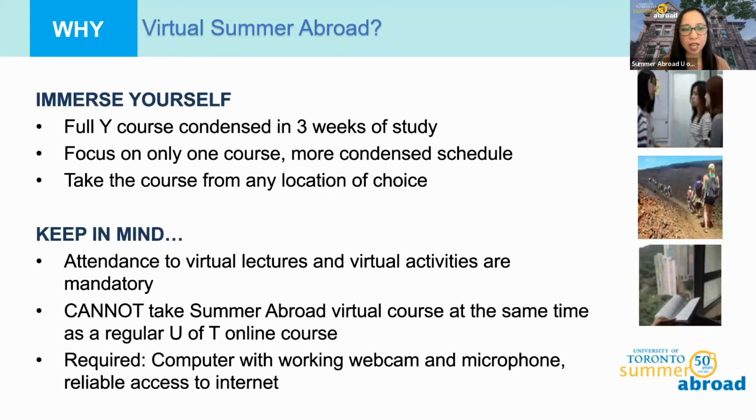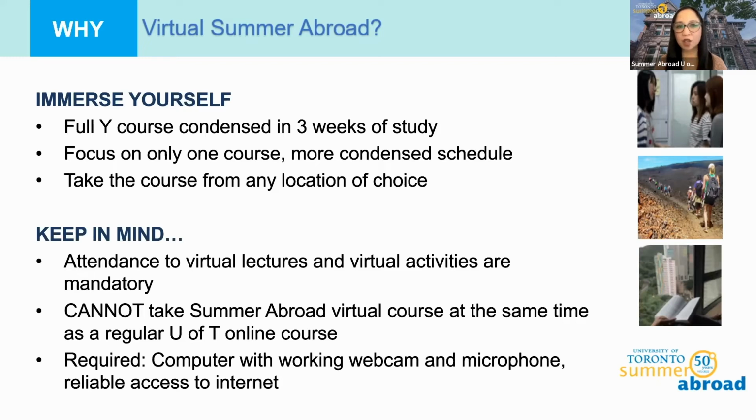So as I mentioned, you gain a full year-wide credit in 3 to 5 weeks of study, depending on the course that you do take. You focus on only one course, so it's a more condensed schedule. As you can imagine, if you're taking a full year course in 3 to 5 weeks, then expect to have classes most days of the week. Usually it's Monday to Thursday or Monday to Friday, and these are mandatory.